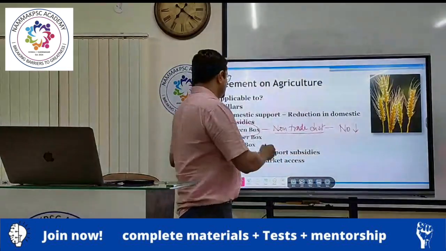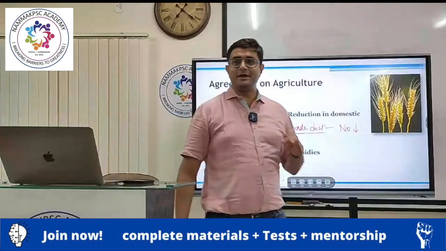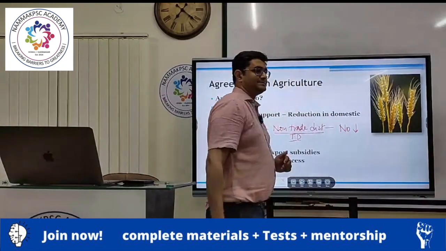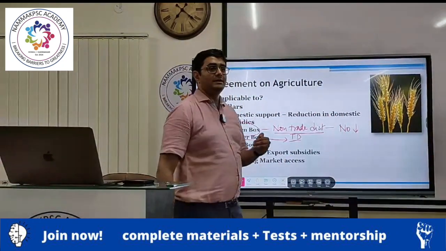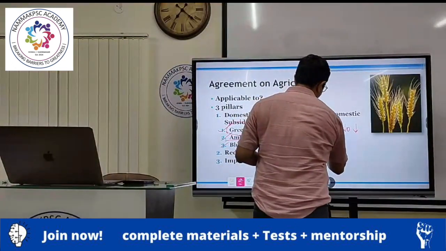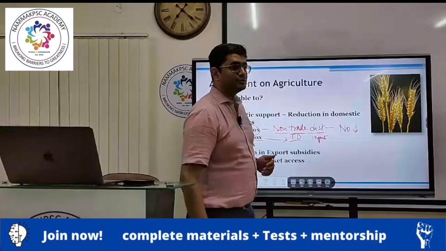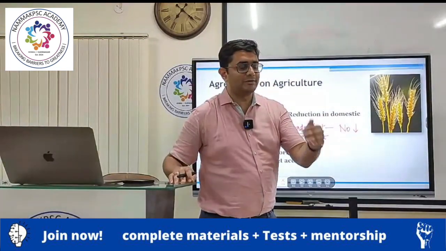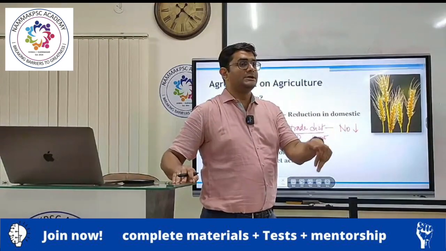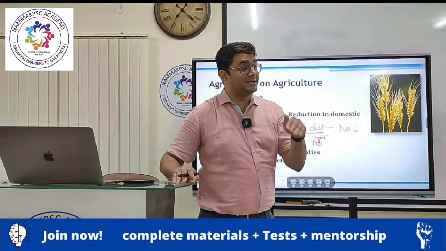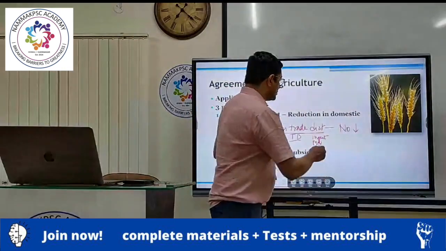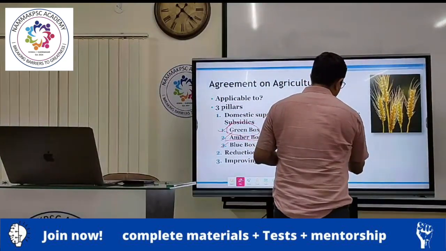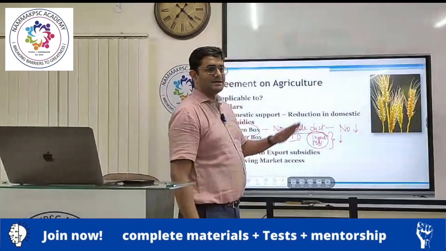On the other hand, the amber box subsidies are what? Trade distorting subsidies, meaning subsidies given on input. Administered prices, MSP, minimum support price is also a subsidy. So here the farmers are directly benefited from it. So this is going to affect the productivity, and this in turn is going to affect trade. So these trade distorting subsidies have a reduction commitment.